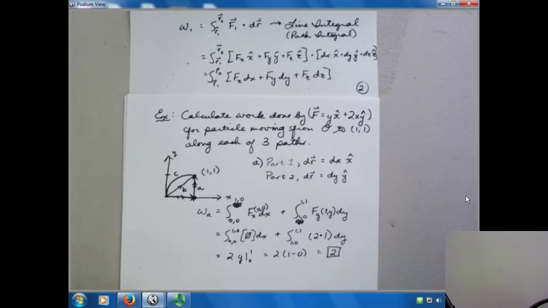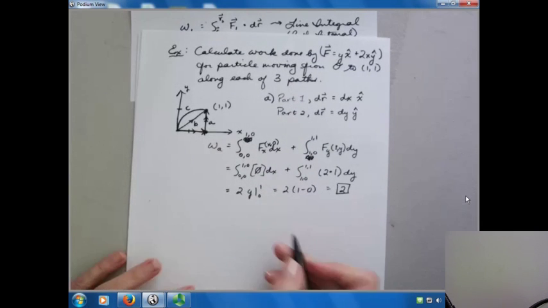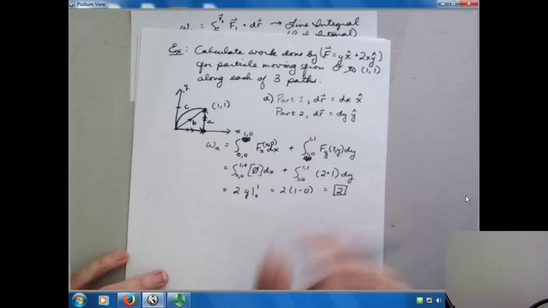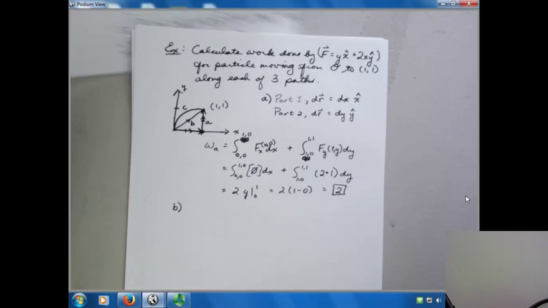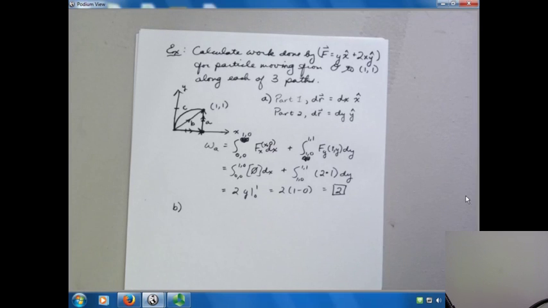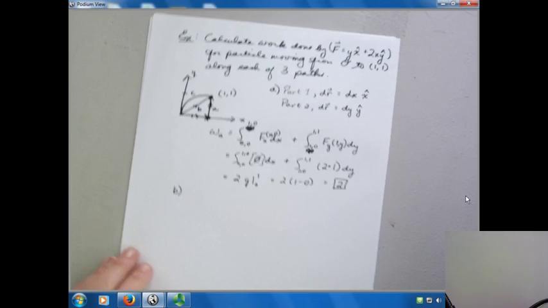So let's go ahead and do, unless there are questions about part A, let's do part B. And I am not sure how much of this you guys have seen in your calculus. Have you done line integrals in calculus? Okay, great. Then I'll give you a couple minutes to do part B.